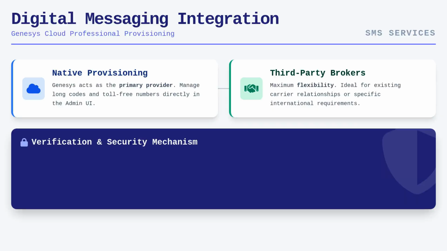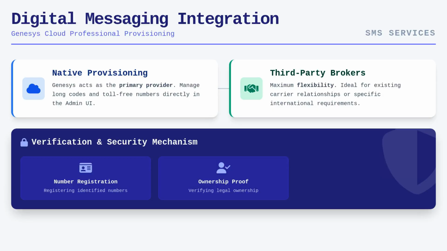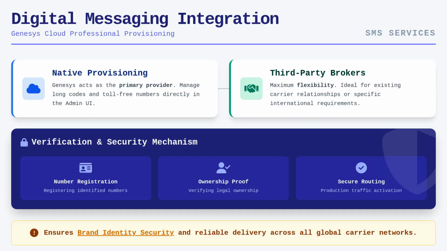Regardless of the chosen path, the underlying mechanism involves registering your numbers and ensuring that the platform verifies ownership before routing any production traffic. This ensures that your brand identity remains secure and that messages are delivered reliably to your customers regardless of the carrier network involved.